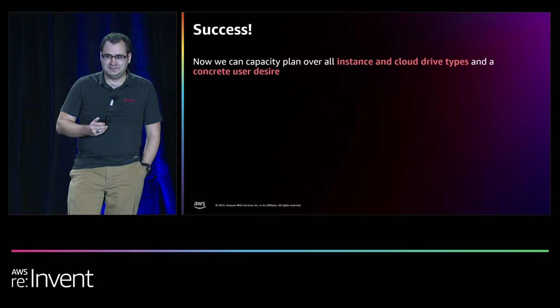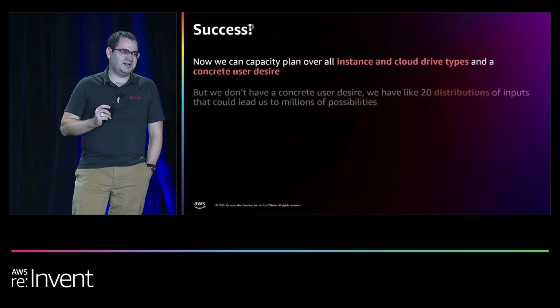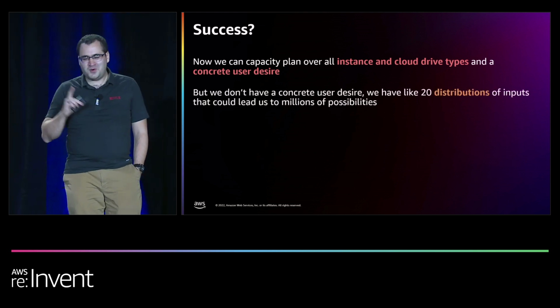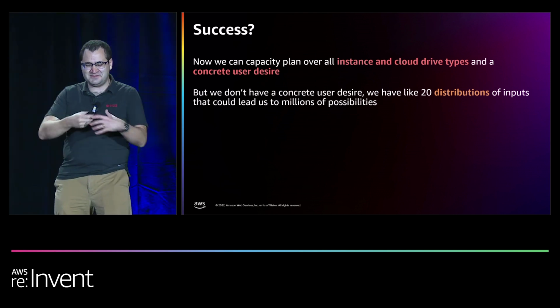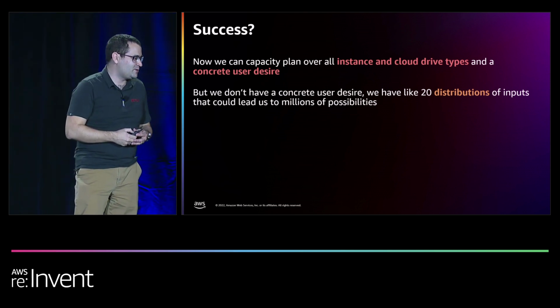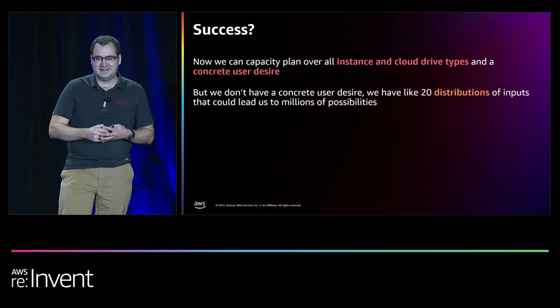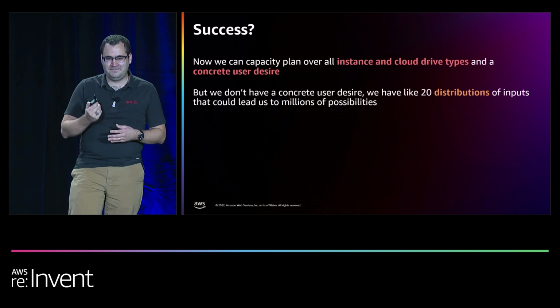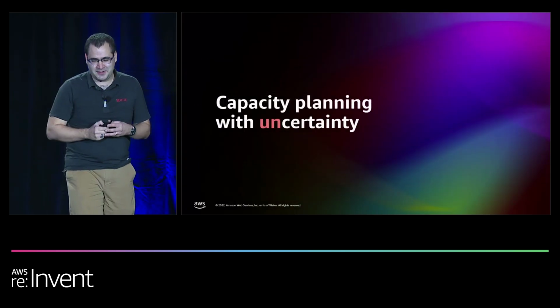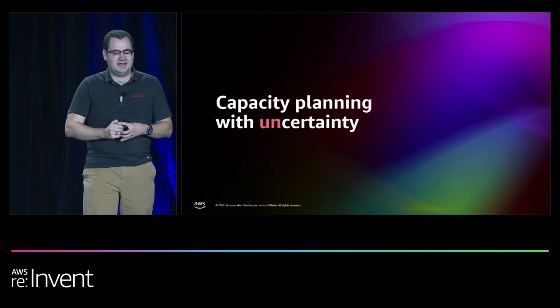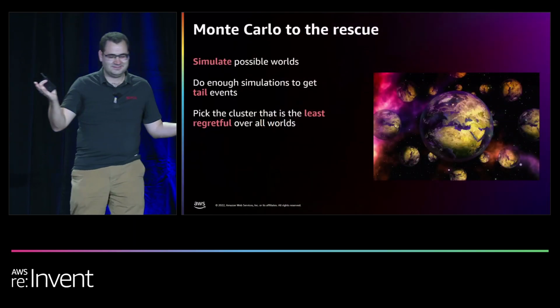Who sees what's coming next? We don't have a concrete user desire. We have like 20 distributions that could lead us to millions of possibilities. So what are we to do? Any guesses? We're going to capacity plan with uncertainty. And the way we're going to do that is with Monte Carlo. It's a ton of fun.